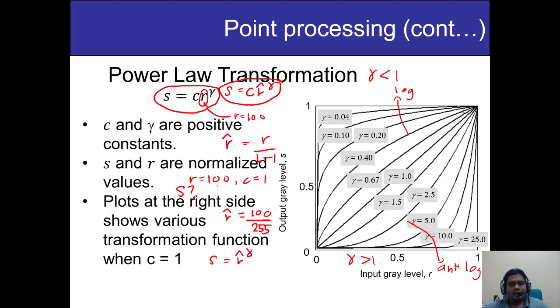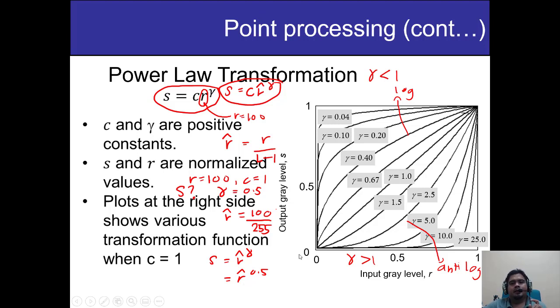Of course, in the equation, gamma needs to be given. Let's say gamma equal to 0.5. So now your R hat to the power 0.5 is your S. Of course C has been removed there because C equal to 1. Of course 1 there should not affect anything there.